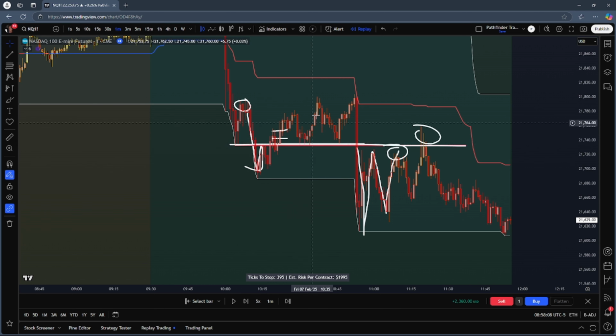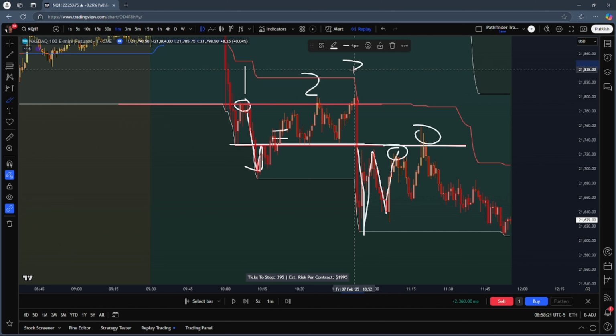We see the market test it, break it, come back up, test it, 3rd test. Just like here, it's the same thing. You have test 1, test 2, test 3. After the 3rd test, drop. This is test 1, 2, 3, drop.